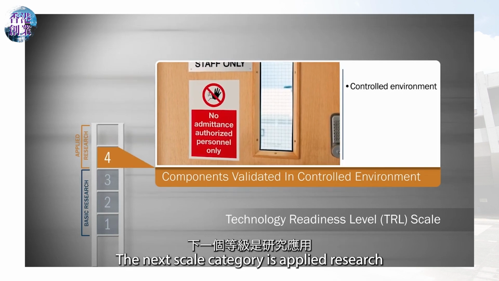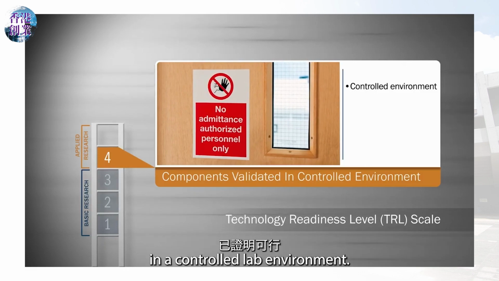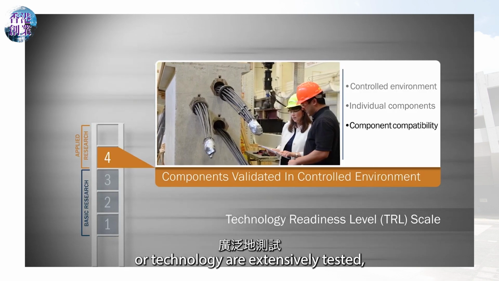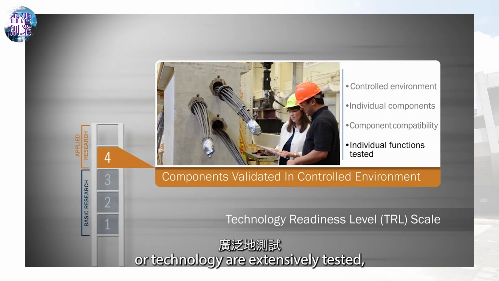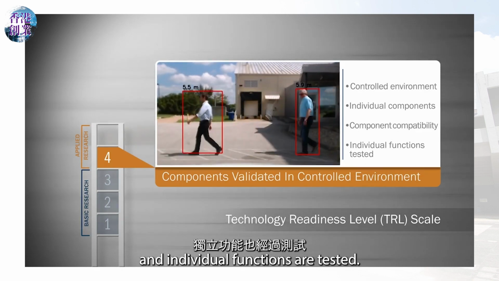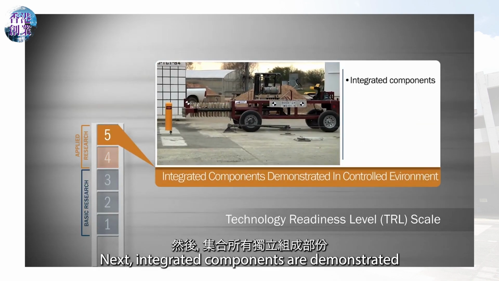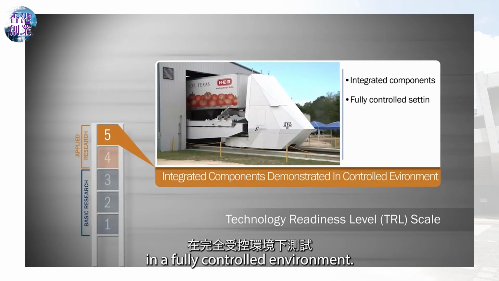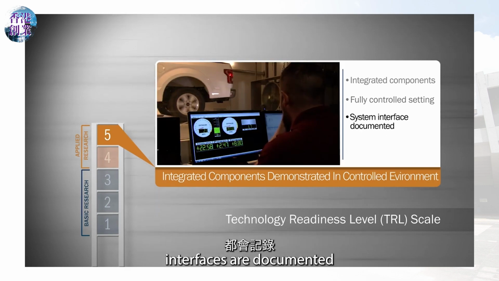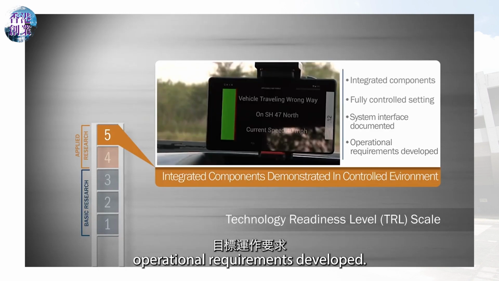The next scale category is applied research, where basic research is proven out as practical in a controlled lab environment. Individual components of a system or technology are extensively tested, component compatibility is demonstrated, and individual functions are tested. Next, integrated components are demonstrated in a fully controlled environment. All internal and external system interfaces are documented, with minimum and target operational requirements developed.